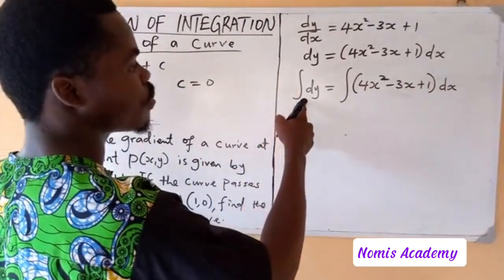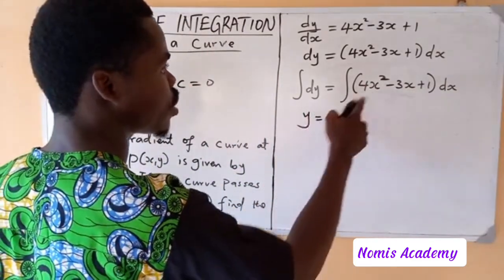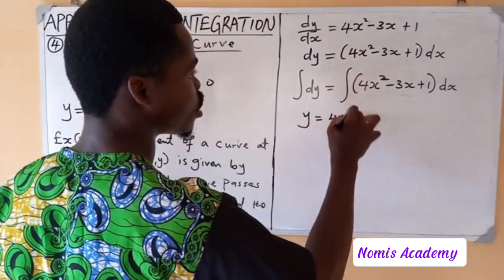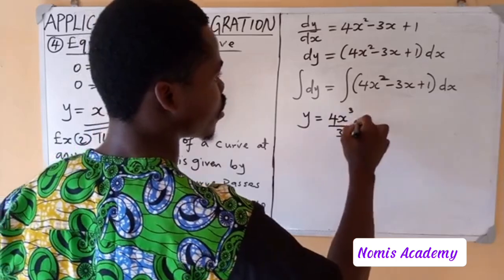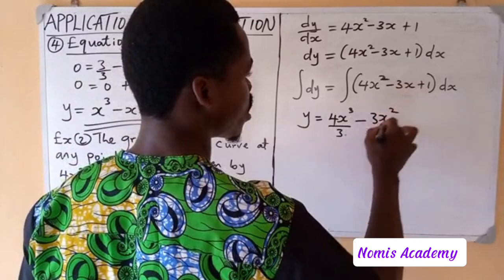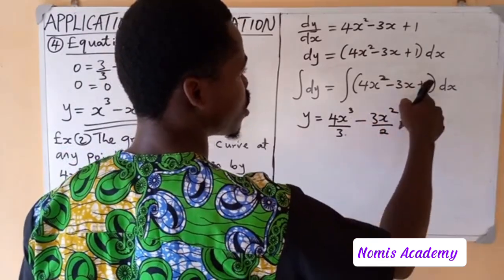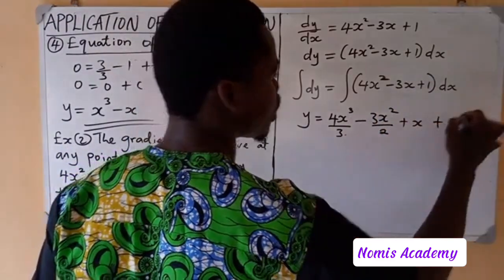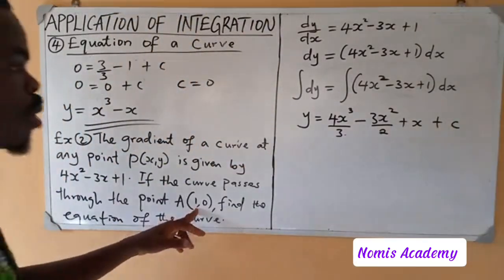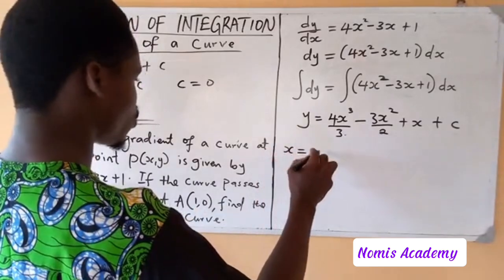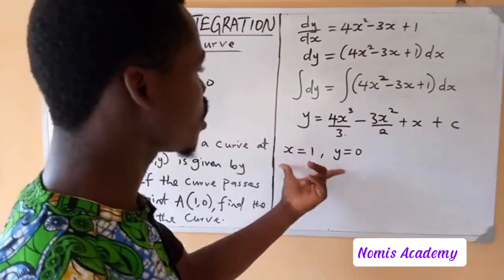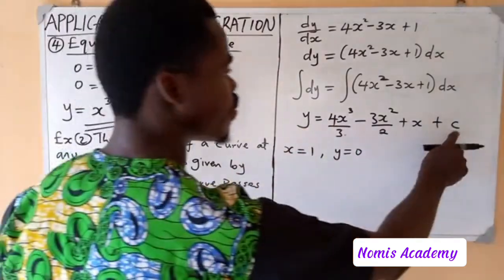So the integral of dy is y equal to 4x raised to 3 all over 3, minus 3x squared all over 2, plus x, then plus c. Of course, we need to find c. To get c, back to the point given, x is equal to 1 and y is equal to 0. So slot in these values in the equation to find the value of c.